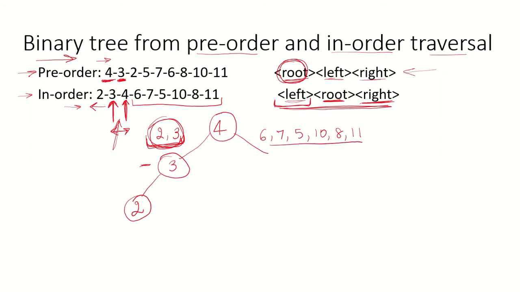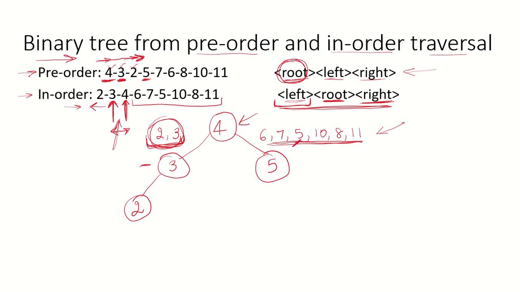Now we come to the right subtree of this root element 4. Out of these given elements, which is the root node of the right subtree? To check this, again we will visit the pre-order traversal. We have already visited 4, 3 and 2. When we start scanning, the first element that comes in out of these set of elements is 5. That means 5 will be the root of the right subtree.